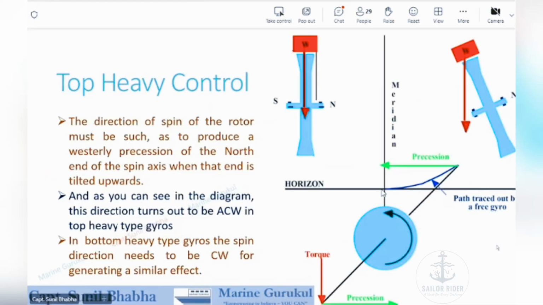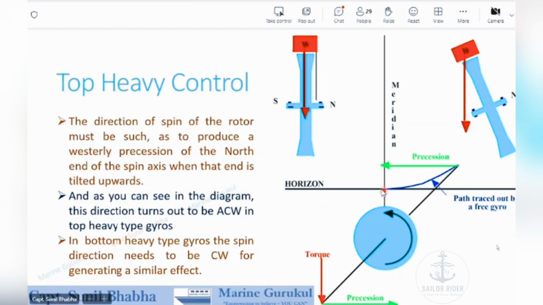Now looking at this diagram, it becomes very easy to understand why this top heavy control is used in the gyros which are spinning anti-clockwise. The reason is that the direction of spin of the rotor must be such so as to produce a westerly precession of the north end of the spin axis when that end is tilted upwards.